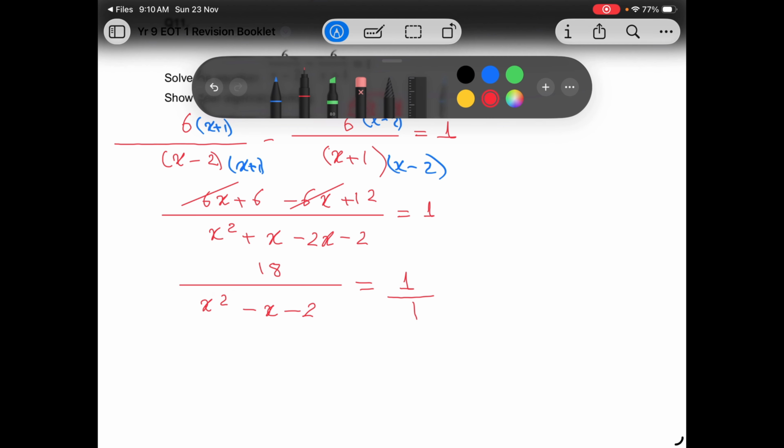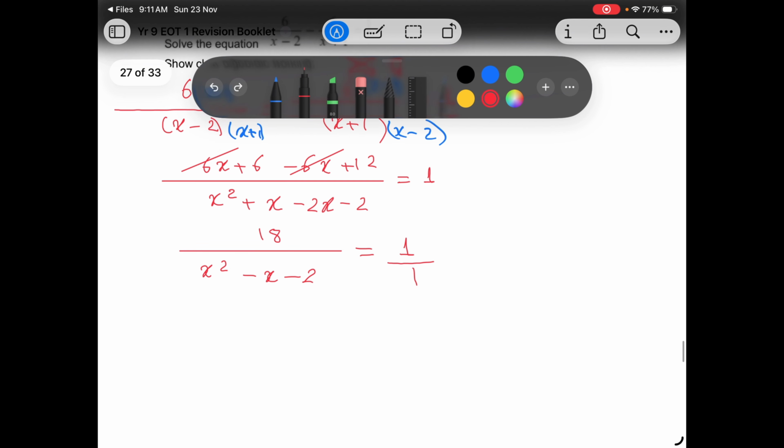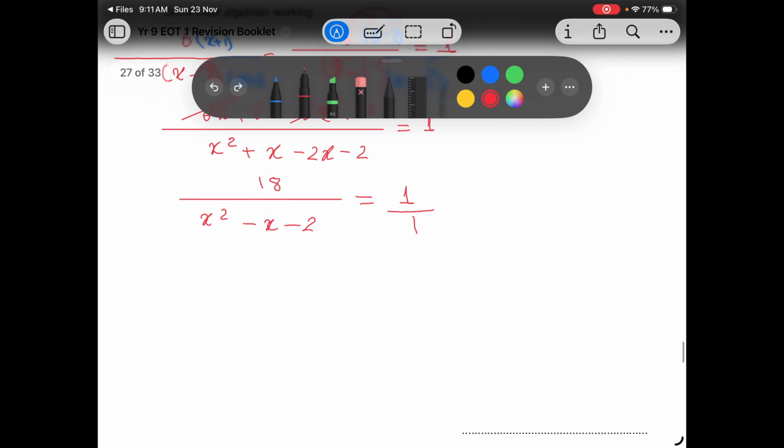Now we call this cross multiplication. We can multiply this by this and this by this, and they are equal indeed. So it will be x squared minus x minus 2 equals 18.